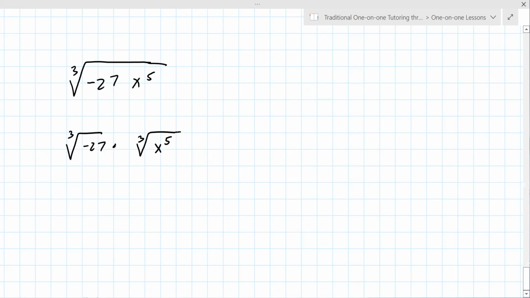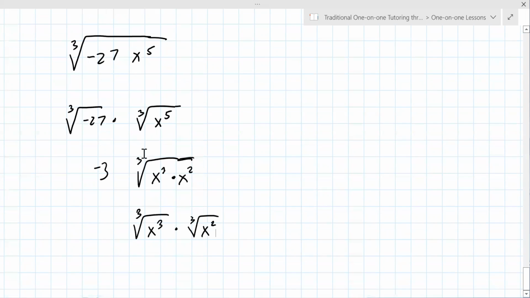What is the one on the left? What is the cube root of -27? -3. -3, good. Now the one on the right, I mentioned this in the previous problem, this 3 is smaller than the 5. So you break the 5 into a 3 and then anything else that's left over. So it's the cube root of x cubed times x squared, because the 3 and the 2 add up to the 5. And then you break this apart into the cube root of x cubed times the cube root of x squared. What about this is not clear?